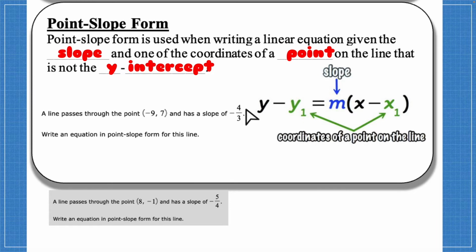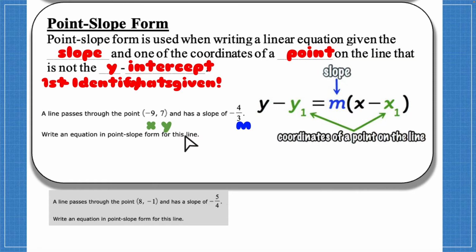So with this one, we want to identify the given information. It says identify what's given. First I'm given an x and a y, and I'm given an m, which is the slope, right? So we want a line that passes through the point -9 and 7. Remember, a coordinate is always x then y. And we have a slope of -4/3, m.